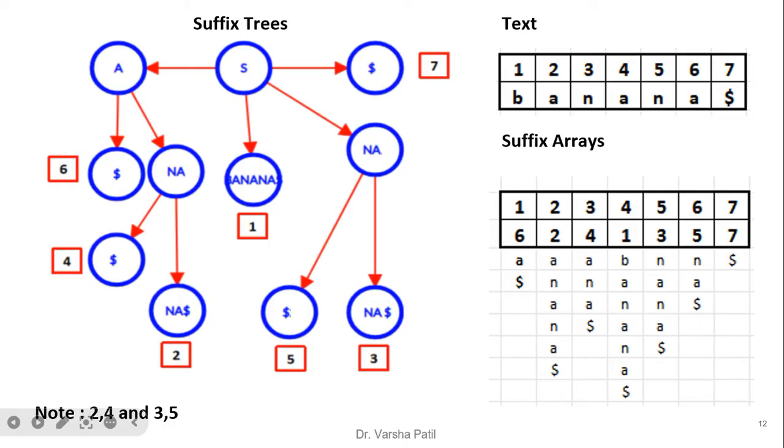Now the first branch is A dollar, here it is A dollar, so 6 is stored, and when you arrange the suffix tree into the suffix array, we can see that all patterns get arranged in ascending order. So this is the efficient storage of the suffix tree into the suffix array.